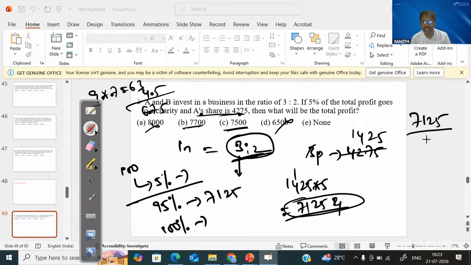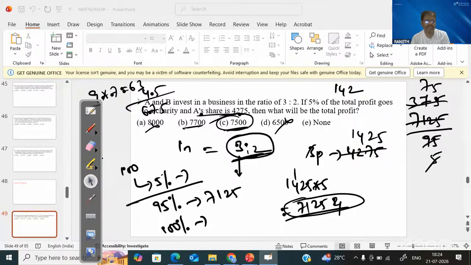7125 divided by 95 is cancelled by 19. 19 5s are 95. 19 3s are 57, remainder is 14, 142, 19 7s are 133, remainder is 95, 19 5s are 95. So 75 into 100 equal to 7,500. Answer is 7,500. Total profit is 7,500.